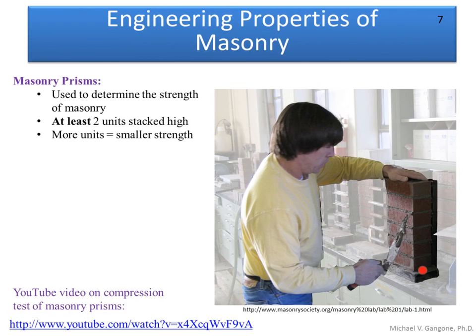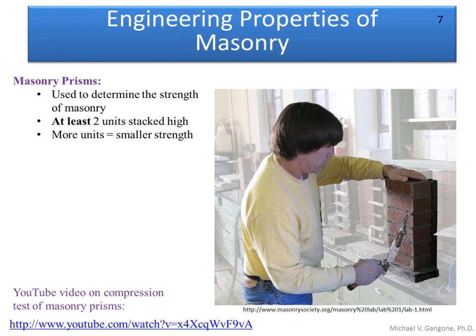So we create these prisms, all right? They are at least 2 bricks high, sometimes 3, 4, 5 units high, and we just form them up in a single layer, as you see here. And then we're going to put it in a machine and test it in compression to see what the actual strength is. And that actual strength we get in the machine is our F prime sub m that we saw in the previous slide.